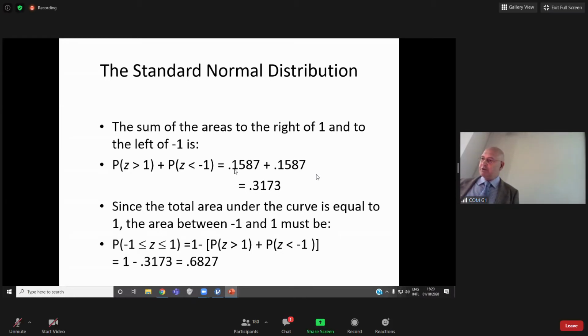So we add these two together, they're almost 16%. So we almost get 32%, 0.3173, taken away from 1 gives us 0.6827. So this area is the area in the middle, plus or minus 1 standard deviation.